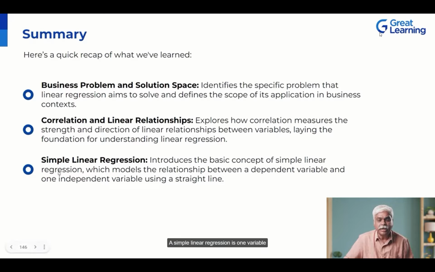A simple linear regression is one variable being used to predict another using a straight line, which means an equation of the form y is equal to b0 plus b1 into x. The slope of that equation gives the effect of x on y.